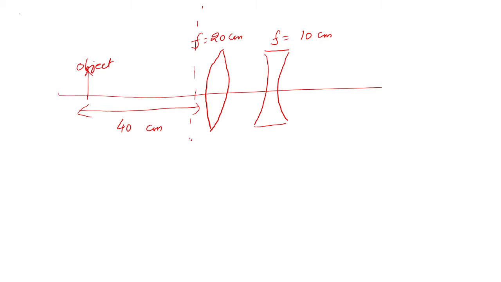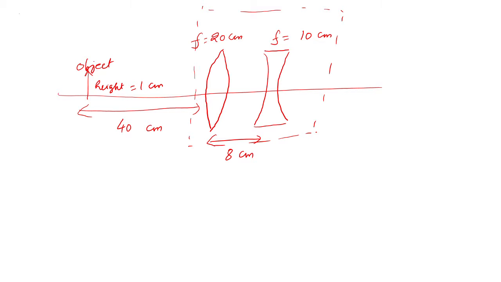So essentially our optical system is both this converging lens and the diverging lens. One has a focal length of 20 centimeters, another has a focal length of 10 centimeters, and they are separated by a distance of 8 centimeters. This is the information that we are given, and let's also say the height of this object is 1 centimeter.